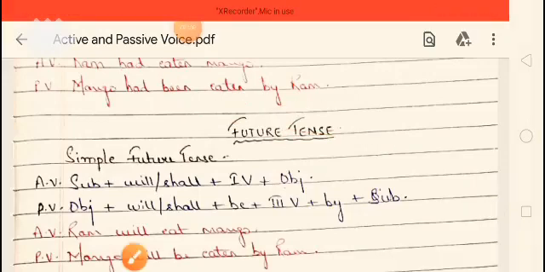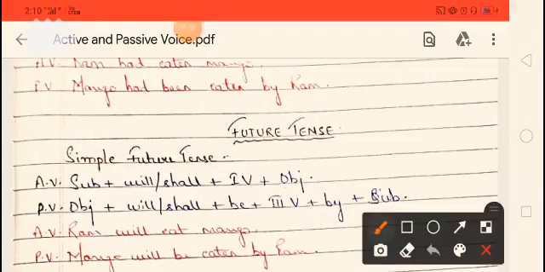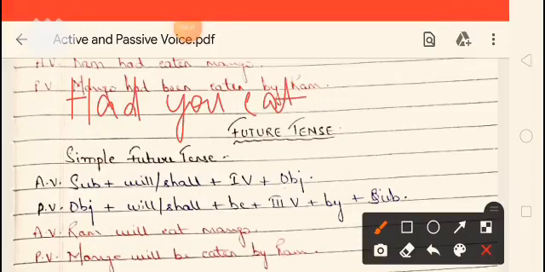Suppose for example I give you the sentence: had you eaten your lunch?